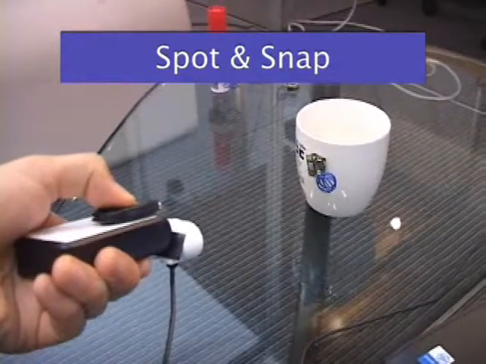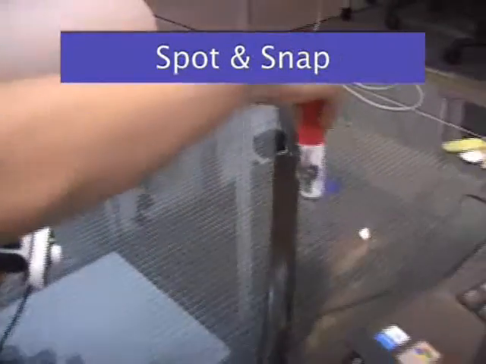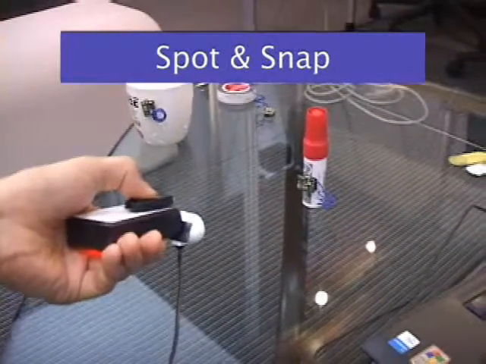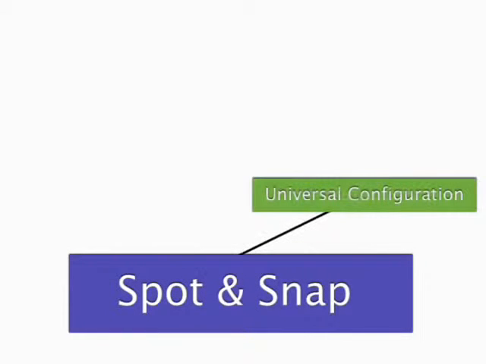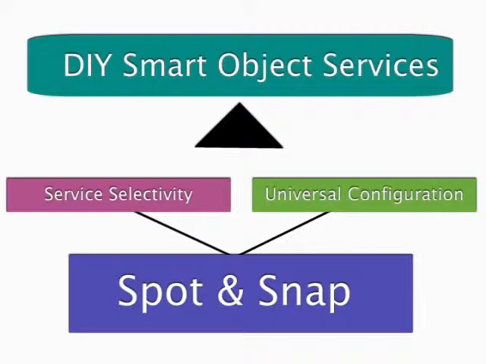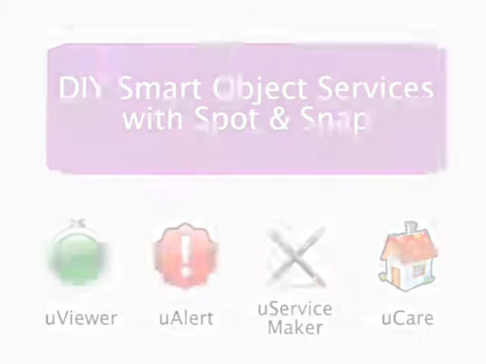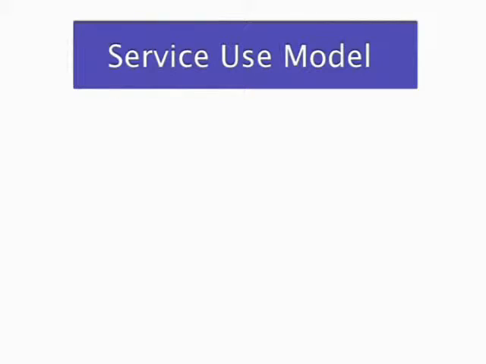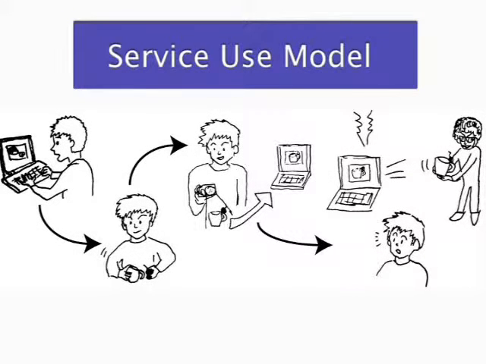Spot and Snap identifies sensor node ID by monitoring the value of illuminator mounted on sensor node. Spot and Snap requires no expert knowledge or skills. Spot and Snap is an interaction for realizing universal configuration, and it provides application framework for realizing service selectivity. Spot and Snap is the first approach to implement the DIY Smart Object Services concept. The video proposes several DIY Smart Object services based on Spot and Snap. Services shown in the video pass the following process in common. Download an application, register users' belongings to the application with Spot and Snap, and use service.